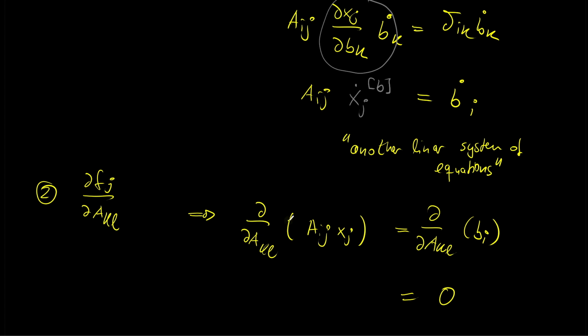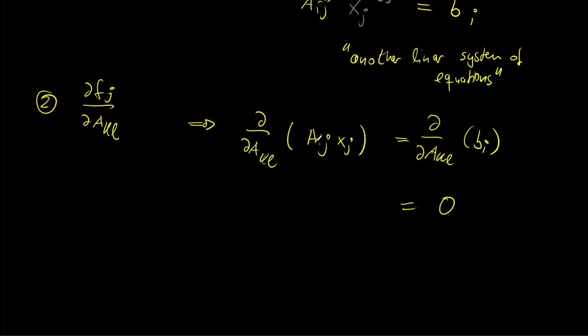So we can express that by the help of a multiplied Kronecker delta. So delta ik multiplied with delta jl times xj, because of the product rule, plus, and then now the derivative of xj with respect to akl. So we will have aij, this stays as is, and then we have the xj with respect to akl.